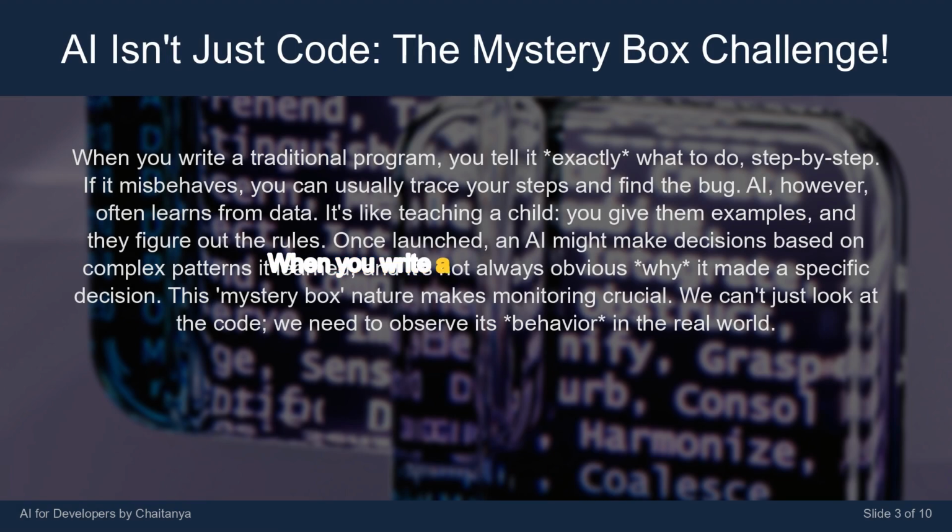When you write a traditional program, you tell it exactly what to do, step by step. If it misbehaves, you can usually trace your steps and find the bug. AI, however, often learns from data. It's like teaching a child. You give them examples, and they figure out the rules. Once launched, an AI might make decisions based on complex patterns it learned. And it's not always obvious why it made a specific decision. This mystery box nature makes monitoring crucial. We can't just look at the code. We need to observe its behavior in the real world.